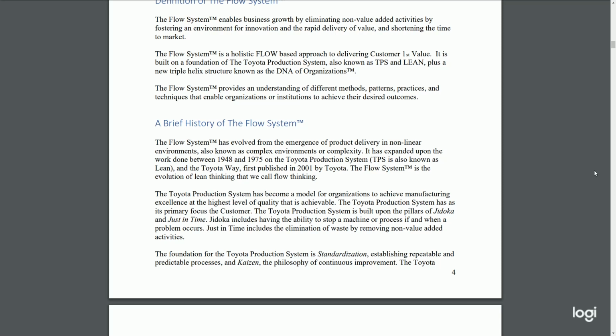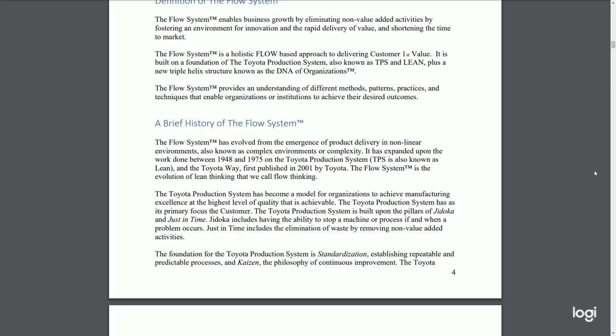The flow system has evolved from the emergence of product delivery in nonlinear environments, also known as complex environments or complexity. It has expanded upon the work done between 1948 and 1975 on the Toyota Production System, TPS is also known as Lean, and the Toyota Way, first published in 2001 by Toyota.